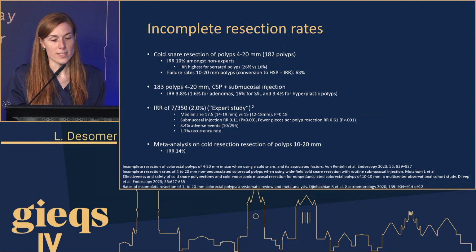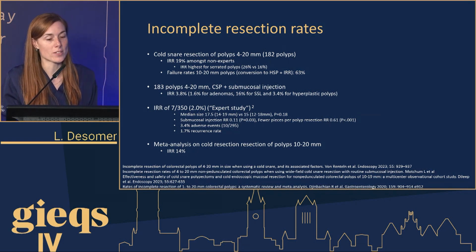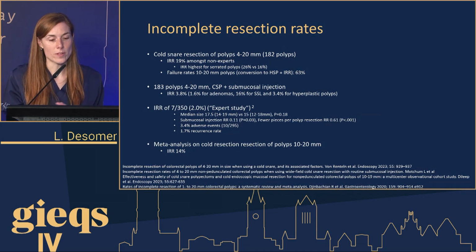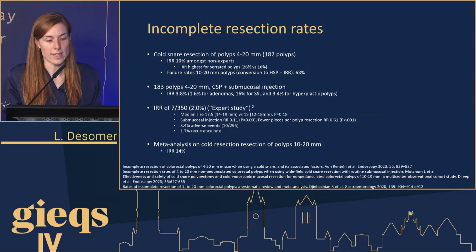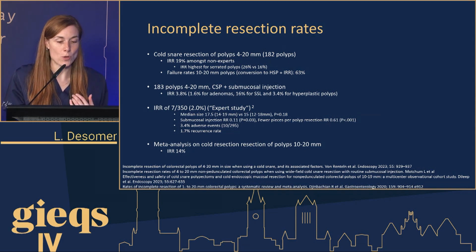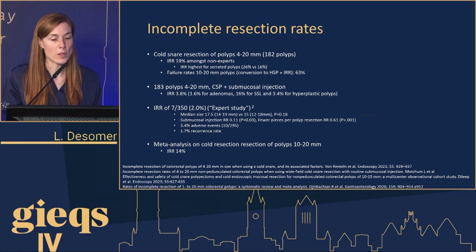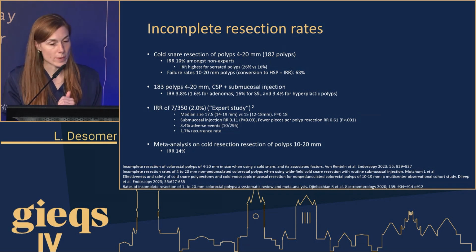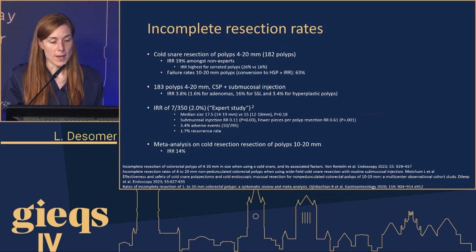Others show different. So here, when we do submucosal injection prior to the cold snare, we will have lower incomplete resection rates. And then this expert study will show incomplete resection rates that are even lower, at 2% for polyps between 10 to 20 millimeter.